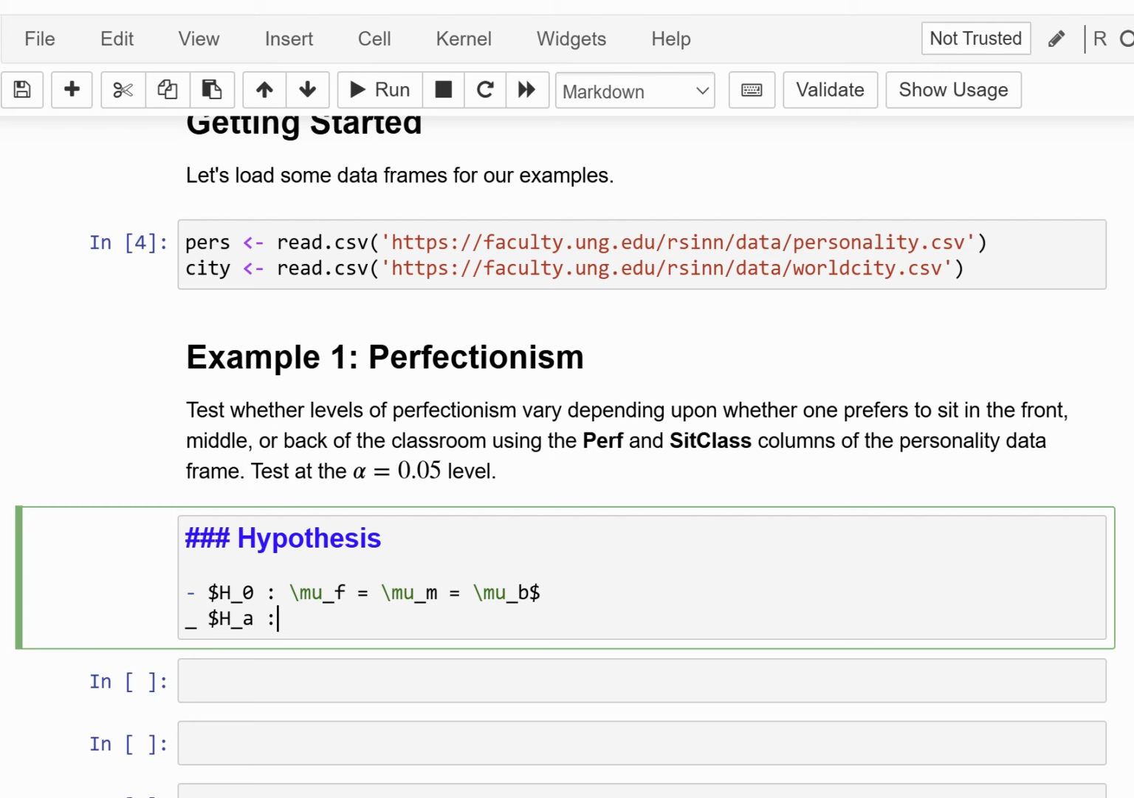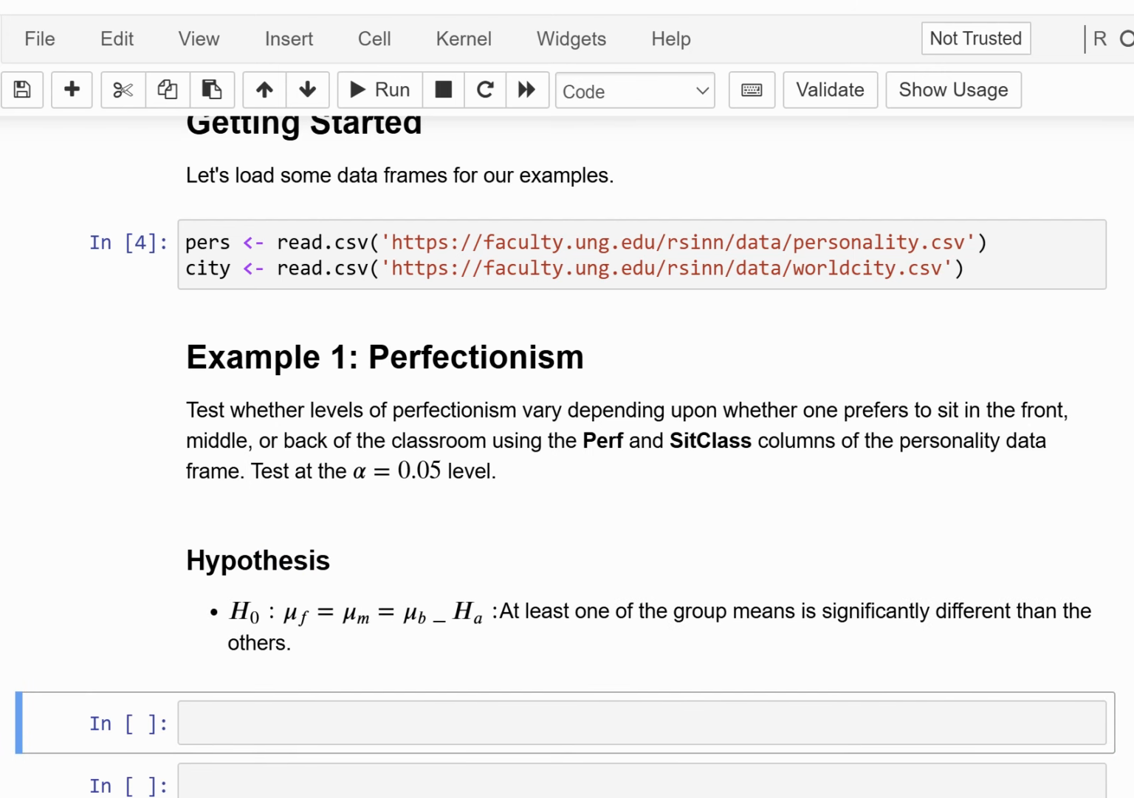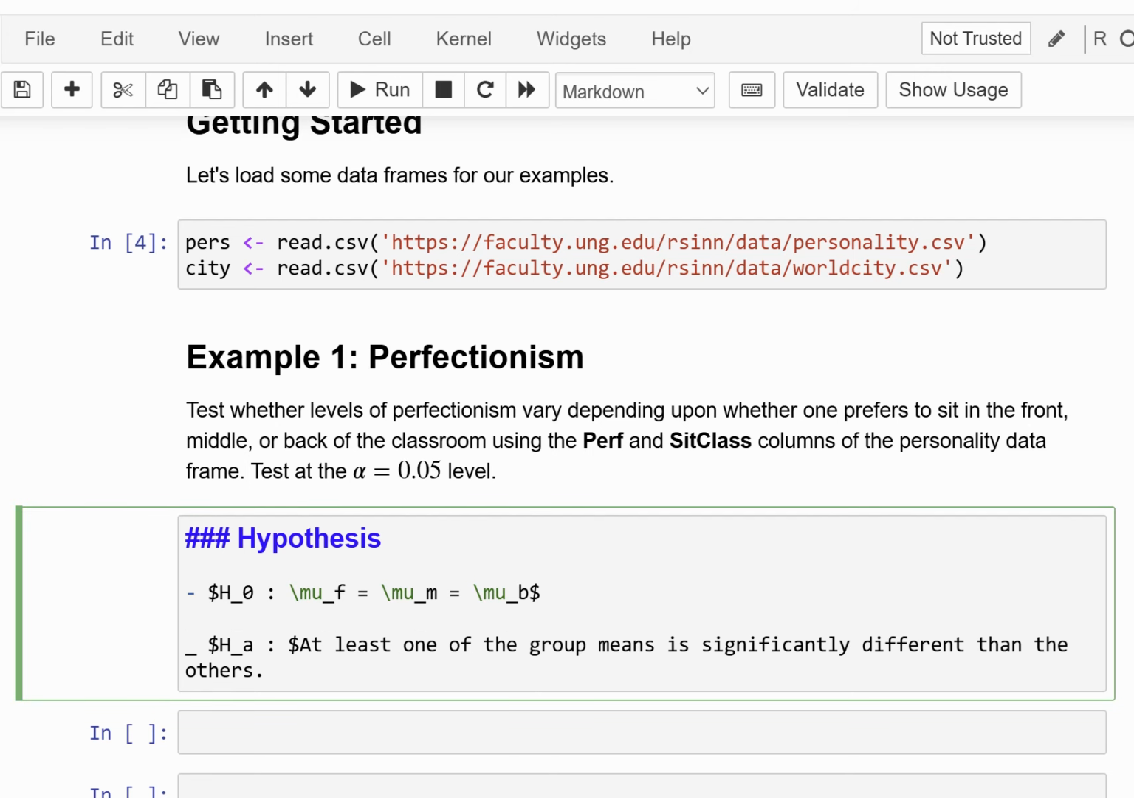But what is the alternative hypothesis? And again, at least one of the group means is different than the others. And you can say significantly different if you want to. Again, statistically significant, that's the word we use, right? So I'll throw that in. It is correct to say it. And now I have this issue that, oh, I put an underscore rather than a dash here. Okay.